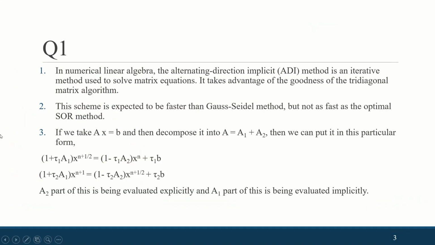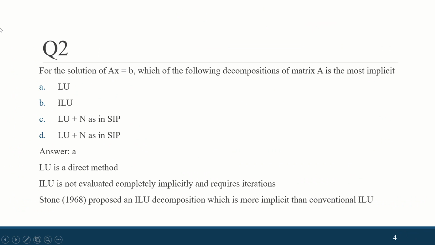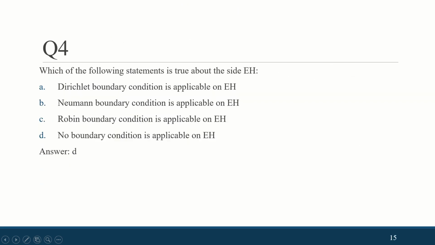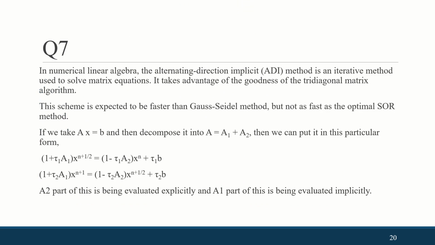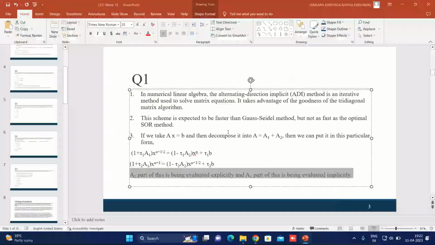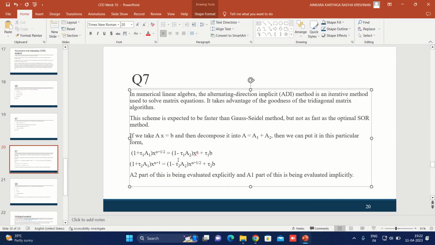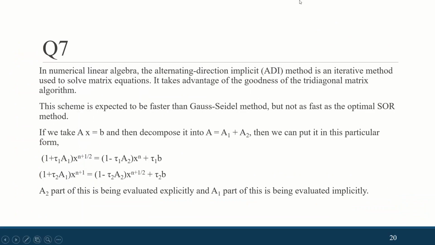So we'll move on to this session, and the problem was, where were we? Okay, here also it is mentioned that the A1 part is evaluated implicitly and A2 is explicitly evaluated.